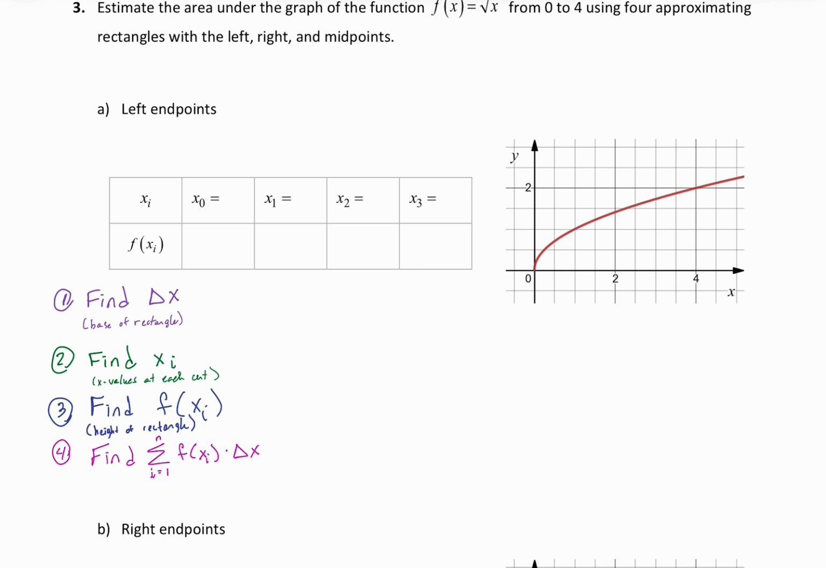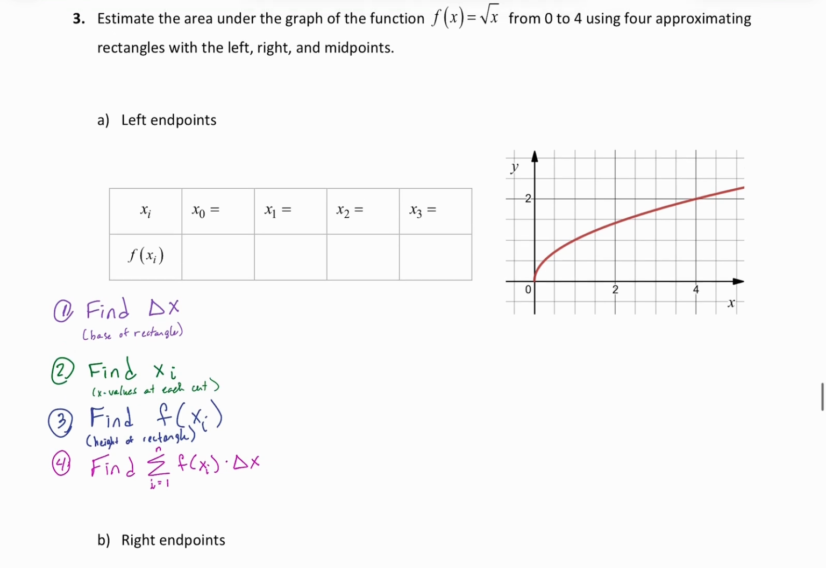We're not going to take the limit, but we are going to just find an estimated area based on what we're asked for here, which is that we have 4 rectangles. So that tells us that n equals 4. And they gave us the interval 0 to 4, which tells us that a equals 0 and b equals 4. Do it 3 times, once for left, once for right, and once for midpoints. So starting with part A, that's the left endpoints.